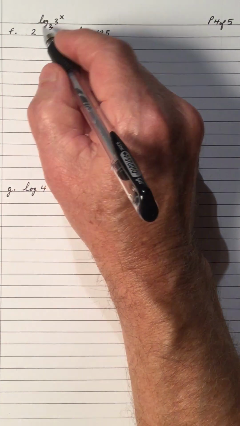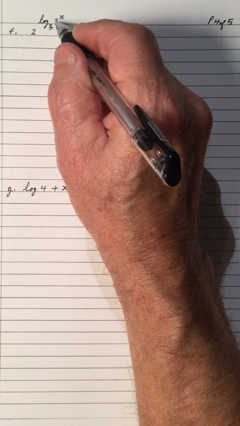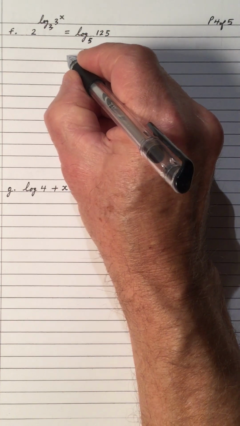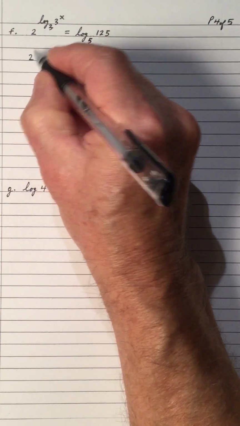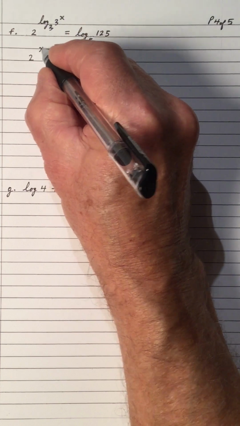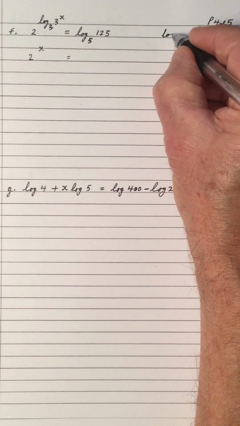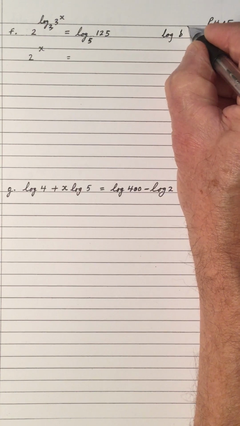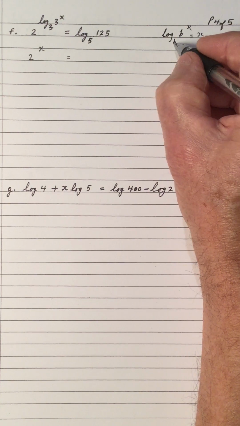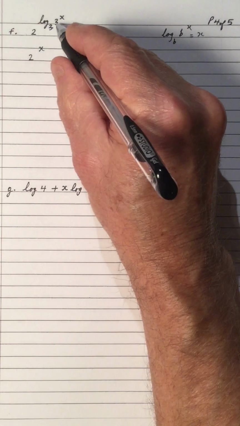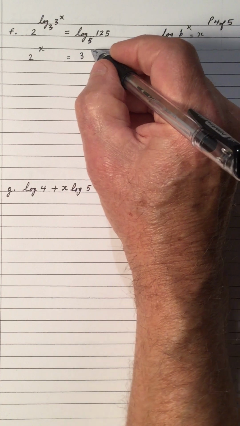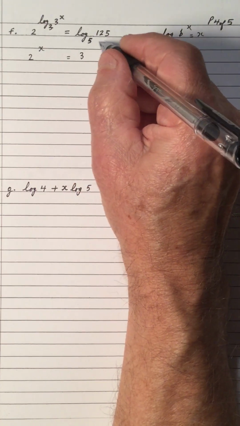So we have 2 raised to the log of 3 to the x base 3 equals the log of 125 to the x. So the log of 3 to the x, when the base is 3, is an x. There's a rule that we did earlier: if you have the log of b to the x with the base of b, then the answer is x. So what's the log of 125 base 5? The answer is 3. So knowing these rules, we simplify it.